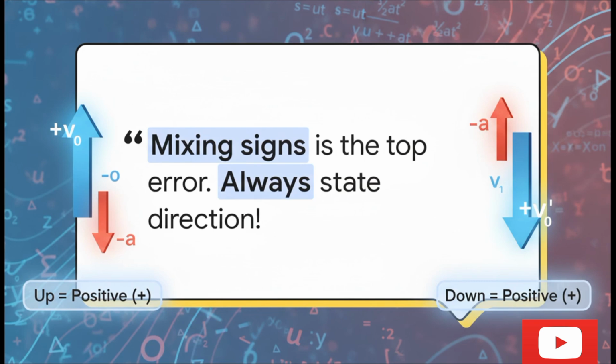Hold up. Let me pause right here and drop another crucial piece of exam intel from Sir Chris. Mixing signs is the number one error in this topic. Always state which direction you take as positive. Seriously, if you say up is positive, your initial velocity is positive, but your acceleration is negative, you have to be totally consistent throughout the entire problem, or the math will absolutely punish you.